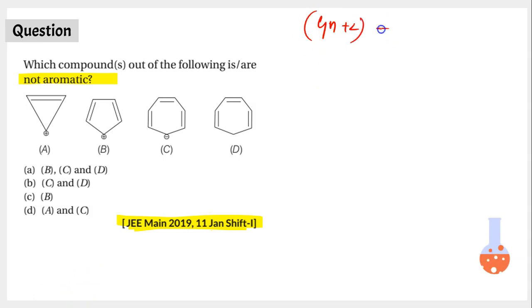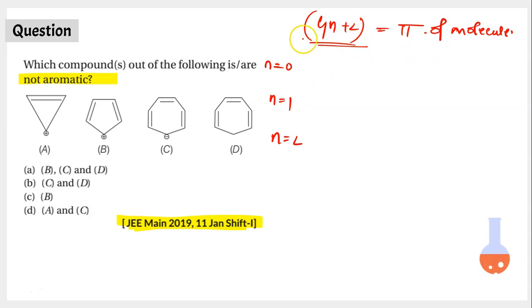4n plus 2 electrons should be equal to the pi electrons of the given molecule, right? And after that, 4n plus 2, what should be the value of n? You can take it as 0 and solve. You can take it as 1 and solve. You can take it as 2 and solve. If n value being 1 is able to help you satisfy this equation, then the molecule is aromatic.